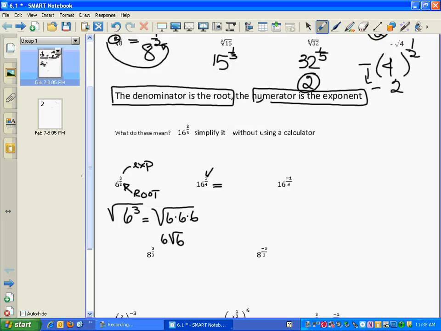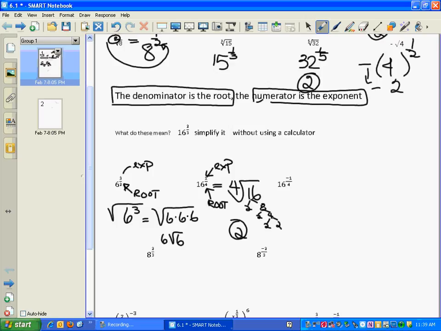Okay, the 16 to the 1/4 power. So my exponent is 1, and my root is 4. So this is the 4th root of 16. Well, 2, 8, 2, 4, 2, 2. How many times does the 2 need to appear before I can pull it out? 4 times. How many times is it appearing? So what is the 4th root of 16? 2.